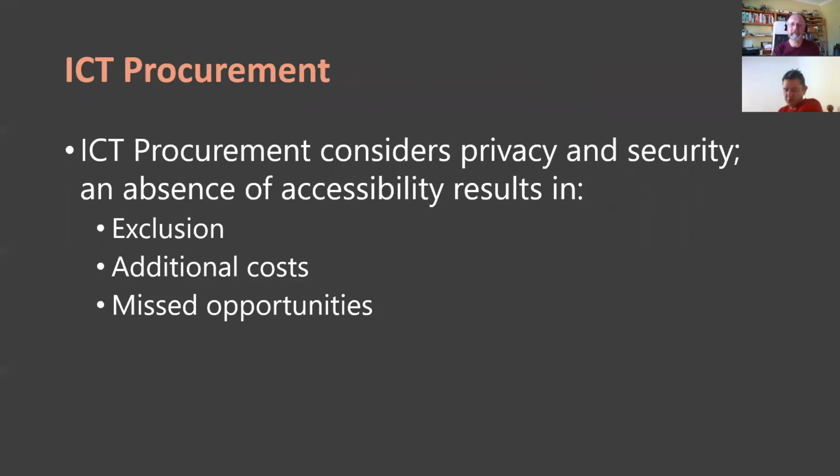ICT procurement, as we already know, security has been considered for a long time alongside other business needs, as is privacy. But there's an absence of accessibility. And to some degree, there's even been an absence of privacy when we think about persons who are blind trying to use touchscreen devices with audio feedback. So we need to really understand what the impact of this is and how we can resolve it.